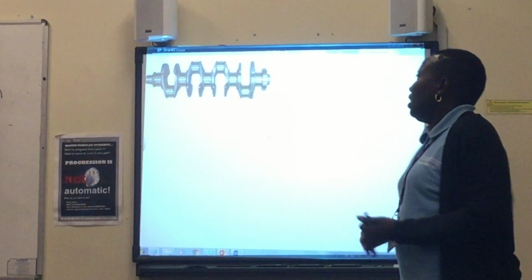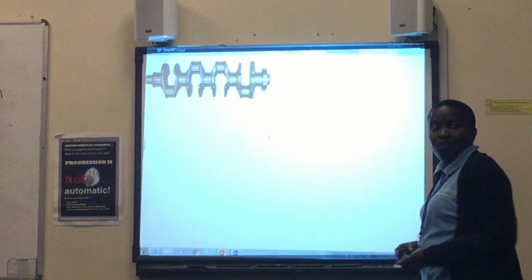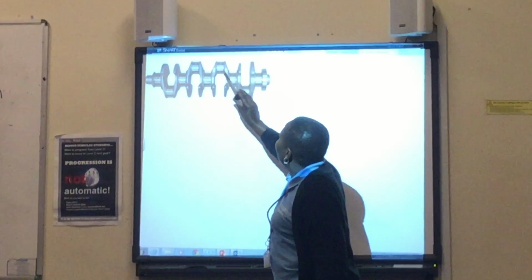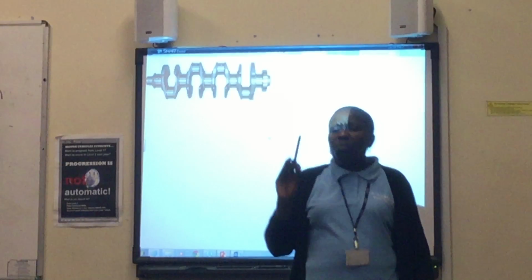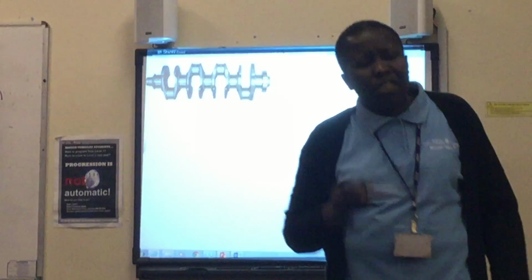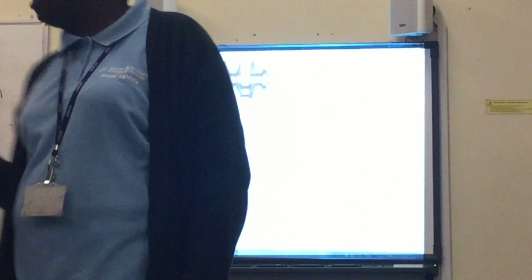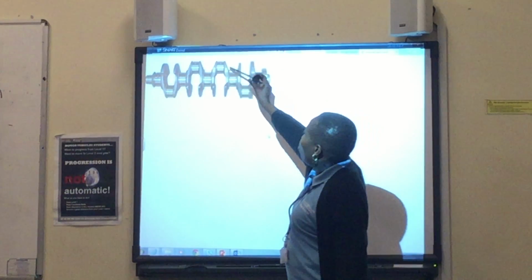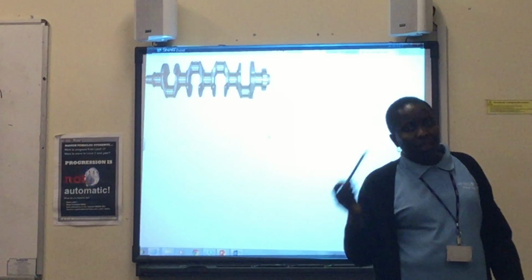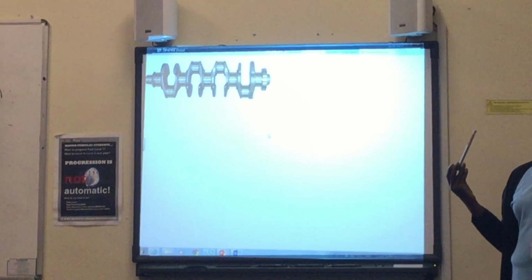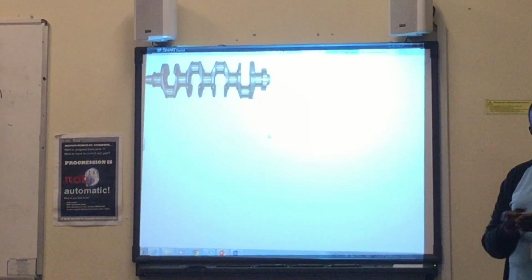Then the other thing, also on the crankshaft: can you see some holes on each journal? Those holes are for oil, for lubrication. As the crankshaft turns, oil comes from the lubrication system to lubricate the crankshaft. So those oil holes supply lubrication, and as the crankshaft turns, the oil reduces friction and wear.